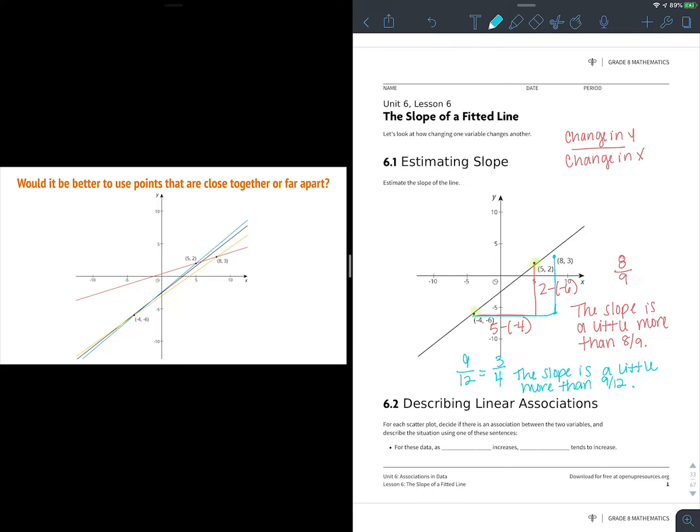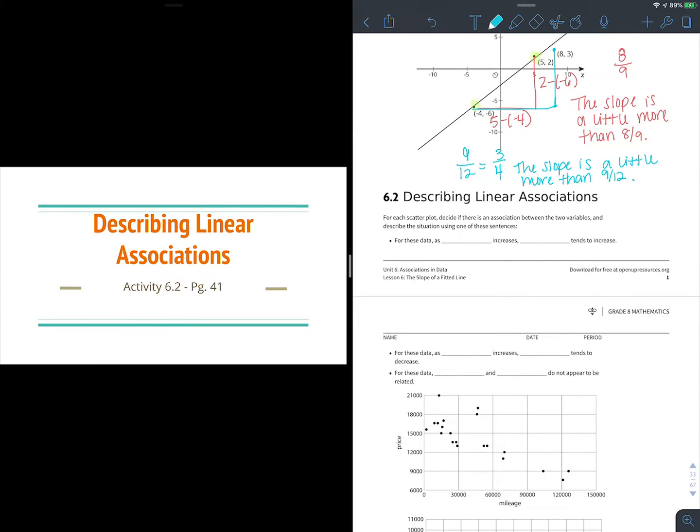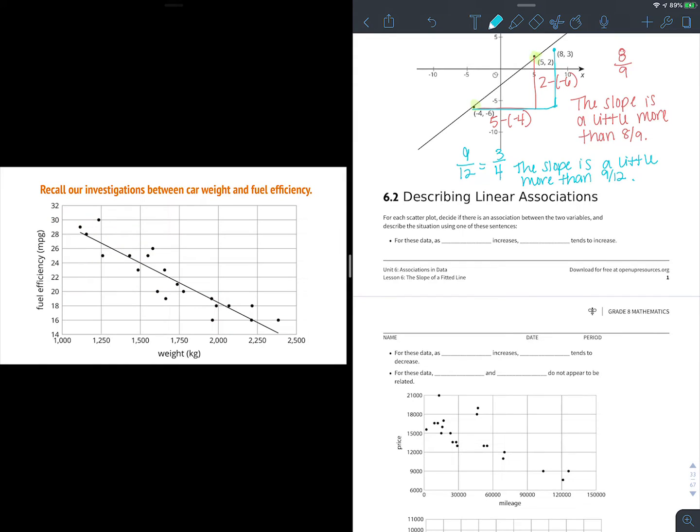Okay, let's move on. 6.2. So we're going to be describing linear associations. Recall our investigation between car weights and fuel efficiencies from a previous lesson. We looked at positive and negative associations between two variables. Think about how you might describe the relationship between the weight and the fuel efficiency.